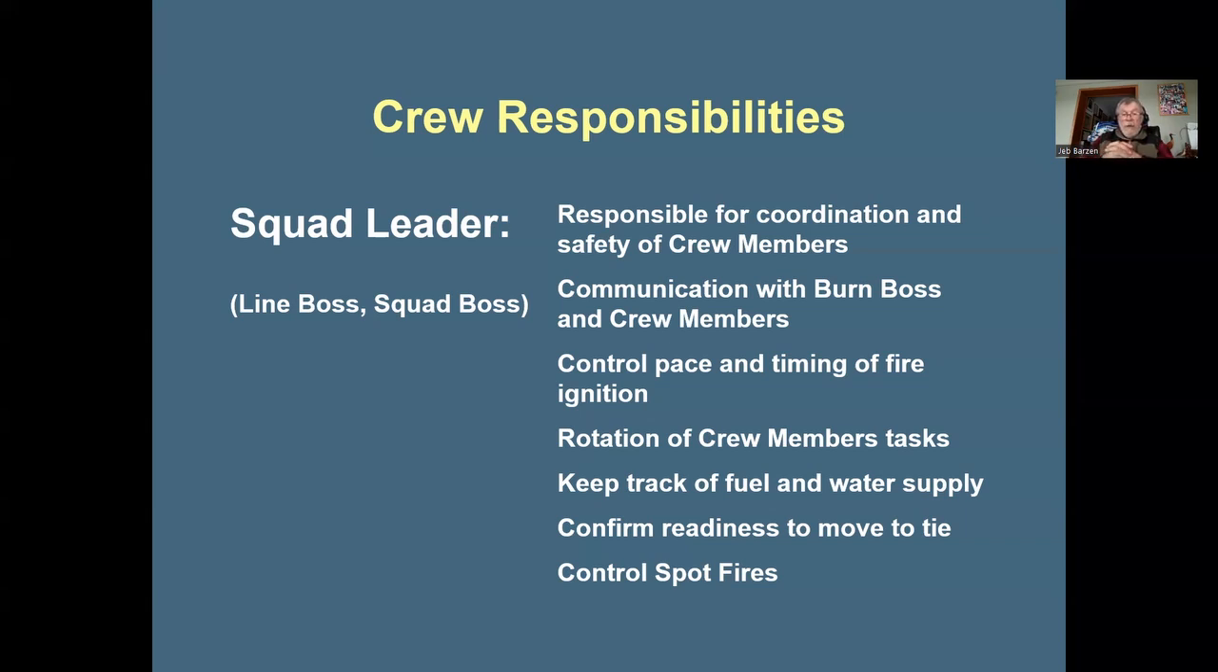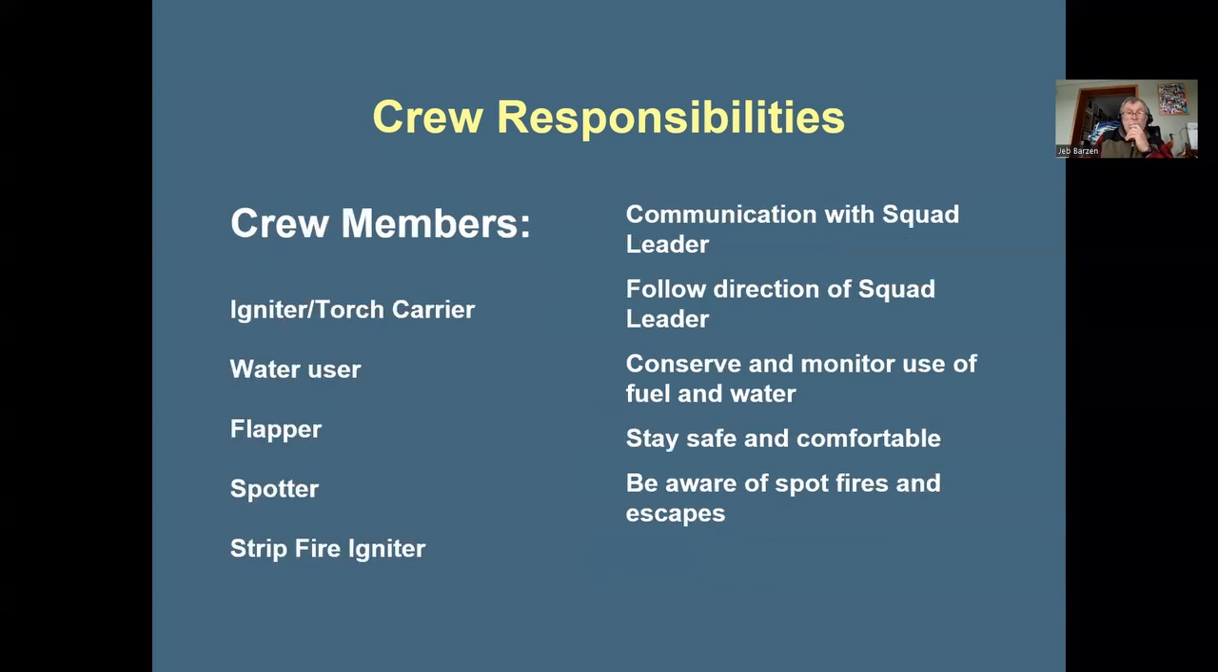And if you're on a line or spotting crew, you need to know what to do and to communicate with the burn boss. If a spot fire occurs, you need to know what to do in the case of spot fires and act accordingly in terms of communication as well as responding appropriately to a spot fire.